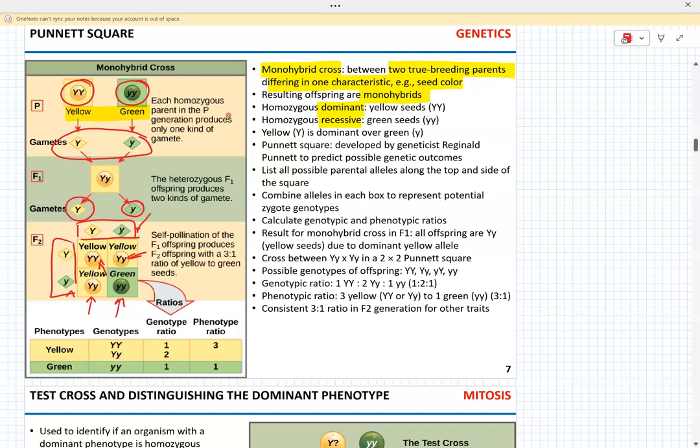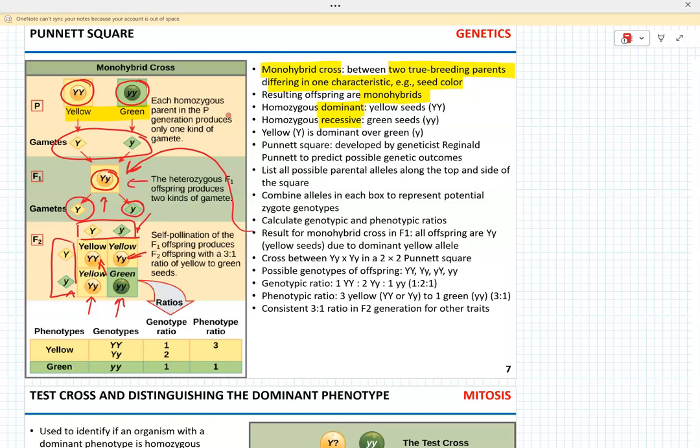So in a monohybrid cross, as we mentioned before, in the first filial generation, all offspring will carry dominant and recessive alleles, i.e. they are heterozygous. But the color will be yellow because the allele for yellow color is dominant.